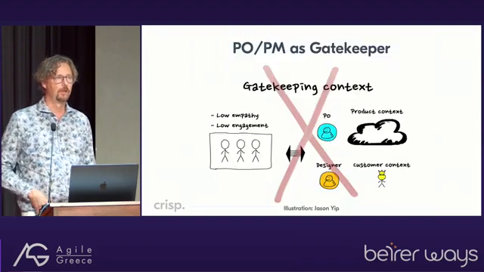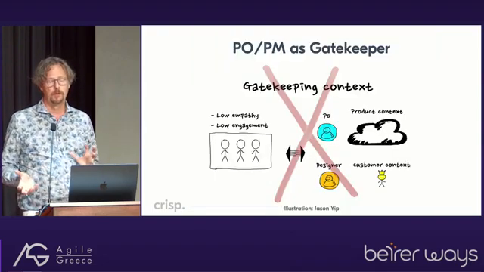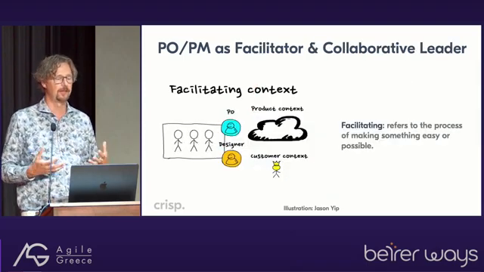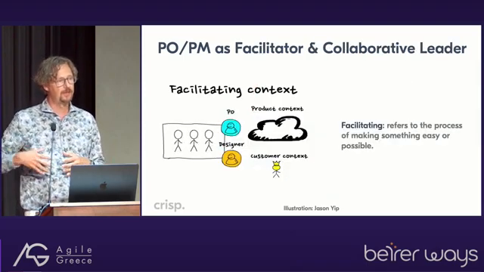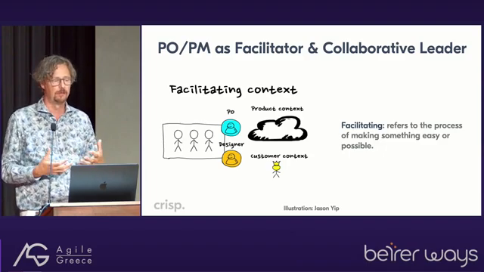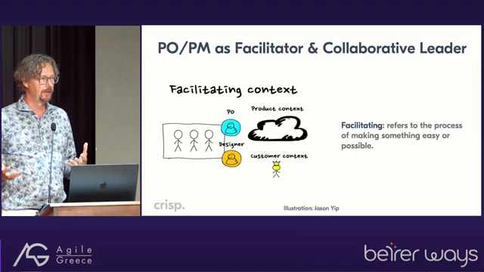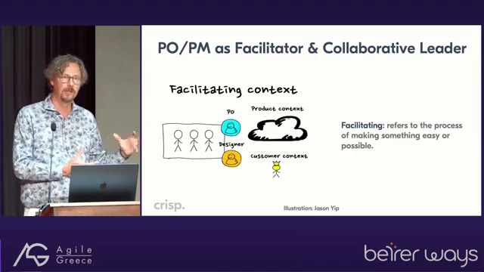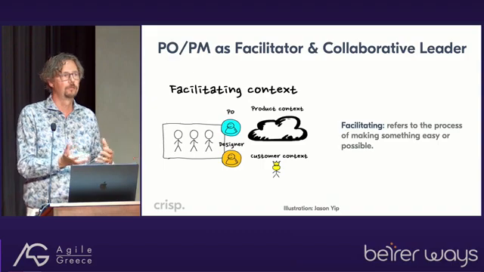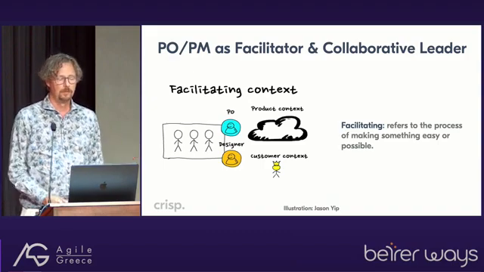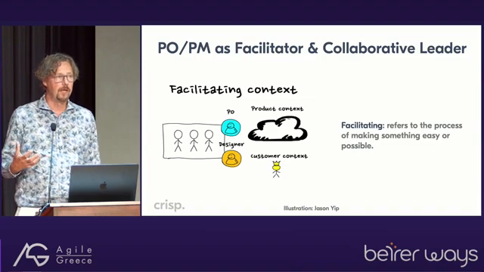So that means moving away from the product owner, product manager as a gatekeeper, and instead employing them as a facilitator and collaborative leader. And facilitating means referring to the process of making something easier possible. So understanding all this product context and customer context, making it more easily available, digestible, sorting out the signals from the noise. And maybe the team members actually have access.